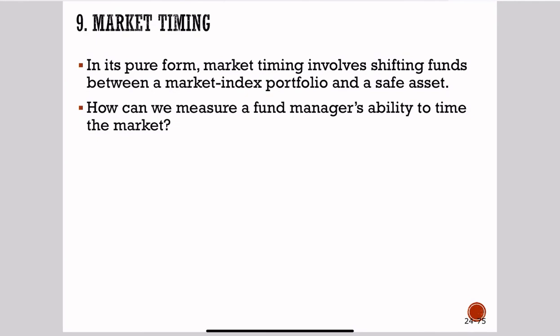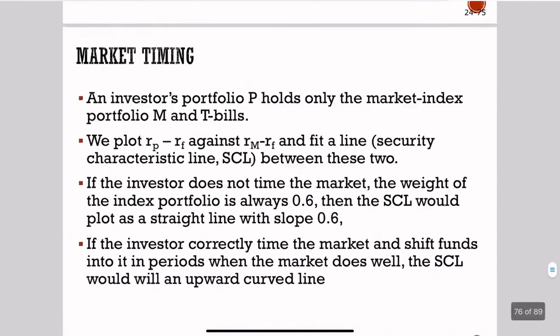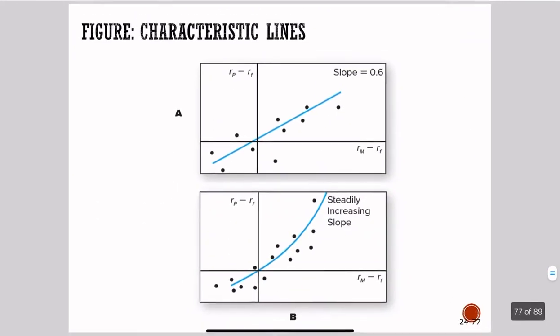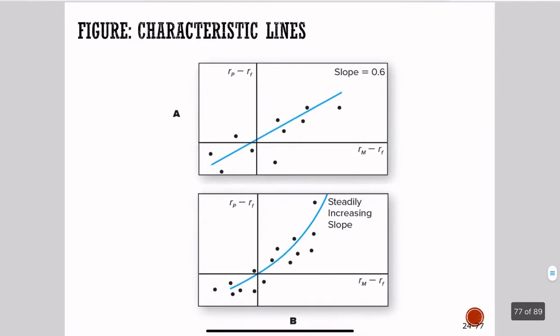So now our task is to evaluate. We want to ask, how can we measure a fund manager's ability to time the market? We talked about this result in the last lecture. If you're not a market timer, that is, if you invest a fixed percentage of your money into the market, then if you plot the excess return of your portfolio versus the excess return of the market, you will get a straight line.